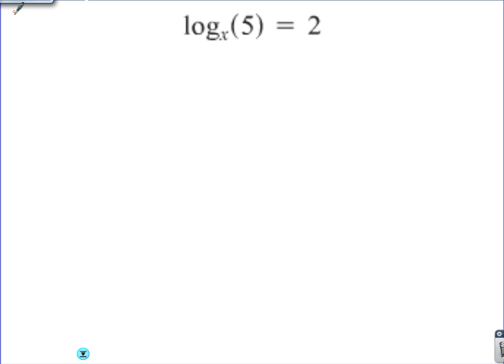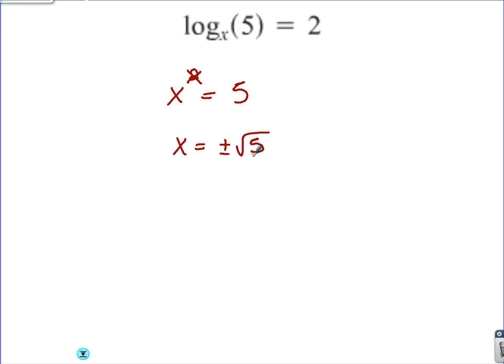Again, same thing. Log base x of 5 is equal to 2. Austin, help me rewrite it. x squared equals 5. That's it. That's all that equation is. x to the second power equals 5. We solve that. To get rid of a square, we do plus and minus. Don't forget that, the square root of 5.